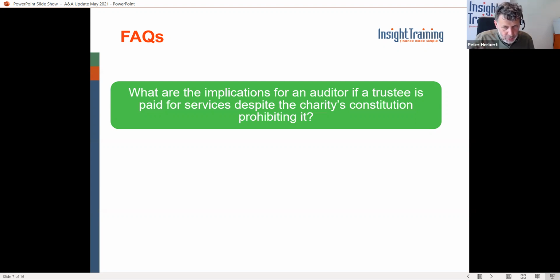Very likely, I think, in that situation as well, that what the auditor would do is make a report of a matter of material significance to the Charity Commission as well. And we'll come on and look at that particular requirement more generally in a few minutes' time towards the end of today's short session.